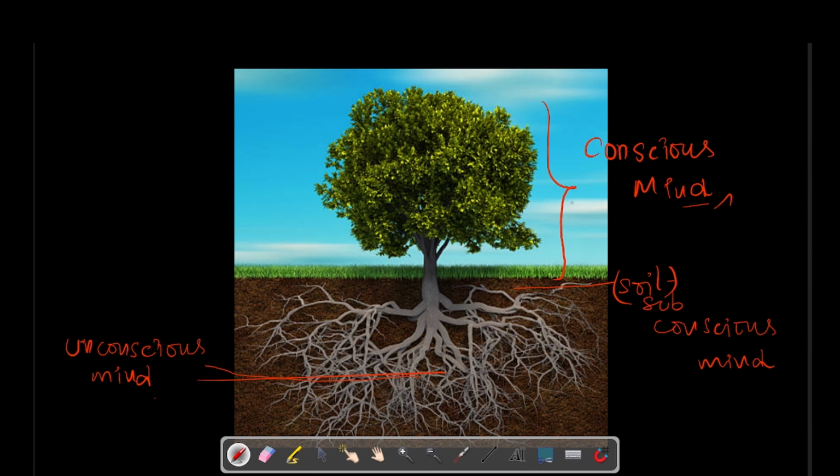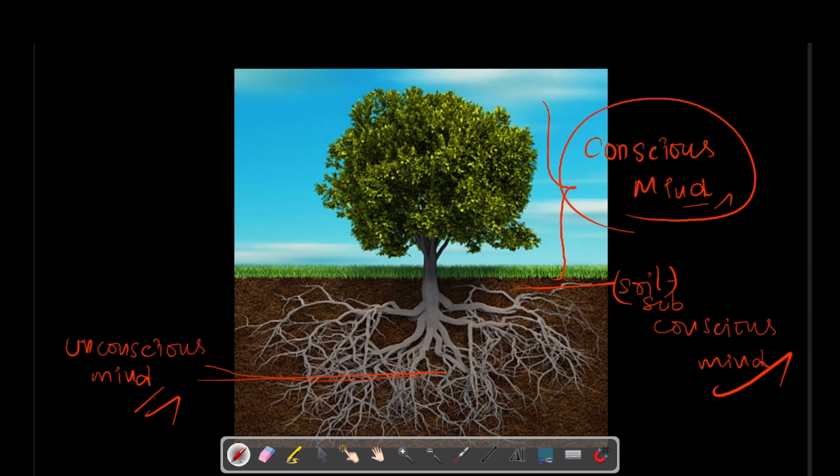So this is the tree which is visible to us above the ground; it describes the conscious mind. The soil between the roots describes the subconscious mind. And the deep roots describe the unconscious mind. Now, I think you got clarity about what the conscious, subconscious, and unconscious mind are.